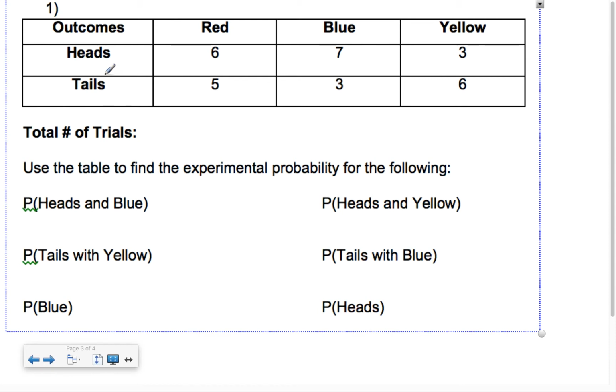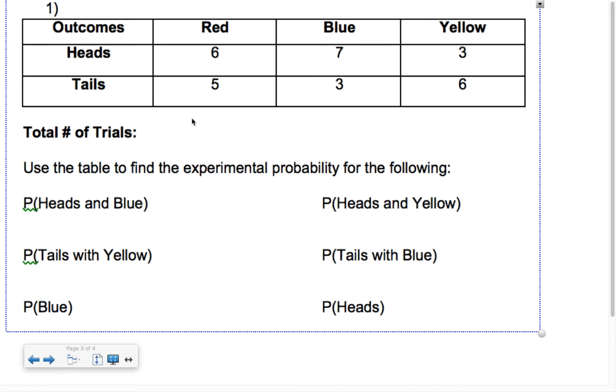Now, finding the probability of a compound event. If we look at this table, the outcomes are red, blue, or yellow. Let's say that was spinning a spinner with those colors. There were three colors there, and then flipping a coin landing on heads or tails. Now, if we read this table, this number 6 represents red with heads. So 6 times they got heads and red. 7 times it was heads with blue. 3 times it was heads with yellow. Tails with yellow happened 6 times. Tails with blue is that 3 right there. And then tails with red, that's going to be 5.